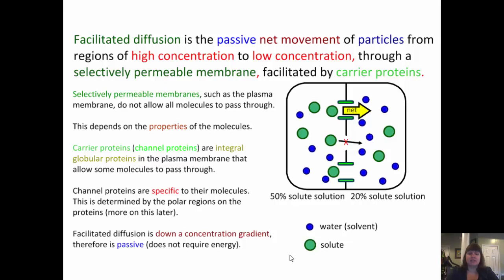So facilitated diffusion is still down a concentration gradient, still going from high to low, so it still does not require energy. If we look at our image over here, we have a 50% solute solution. In this particular example, we are not talking about salt. We are also not really talking about the movement of water. We're talking about the movement of the solute. So they will not be able to go through the membrane itself, and instead will need these channel or carrier proteins in order to go through.